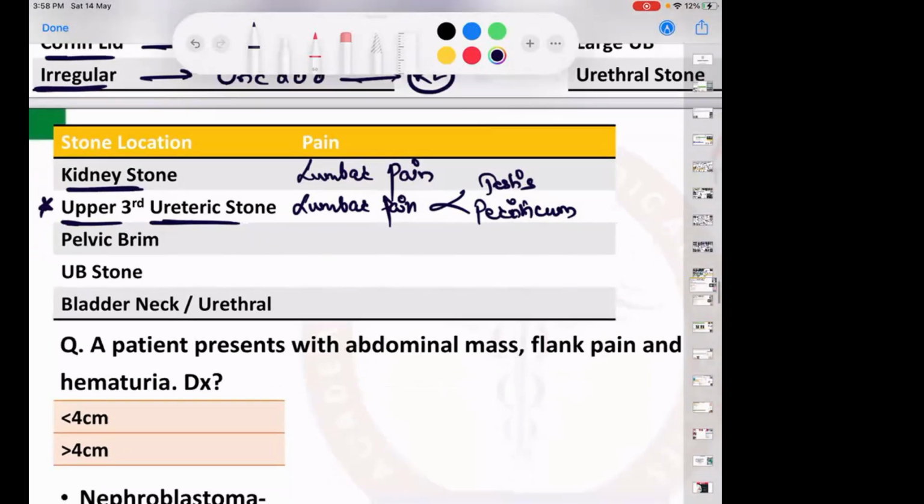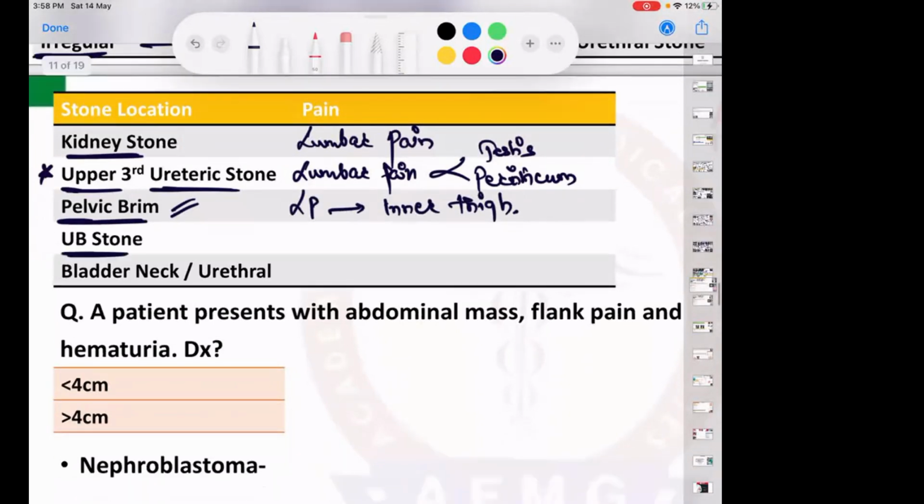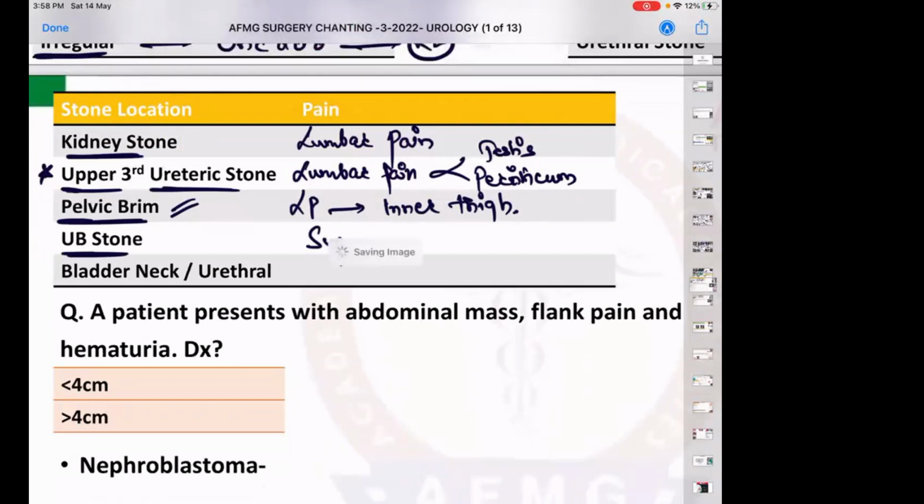Next, if the stone is at the pelvic brim, this question has been asked. If the stone is at the pelvic brim, then the pain would be a lumbar pain radiating to the inner thigh. Shabash. Pelvic brim pe agar stone hai, then it is a lumbar pain radiating to the inner thigh. If it is a urinary bladder stone, then there would be a suprapubic pain.